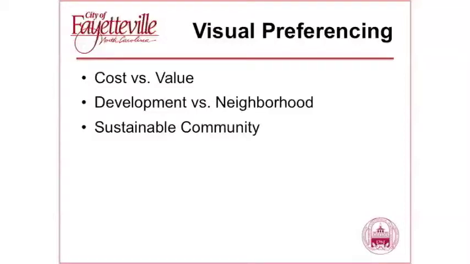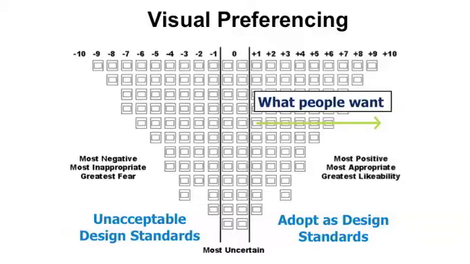So what this is called, it's a process called visual preferencing. And what this does is it asks communities to take a look at pictures of form and decide what they want. And if they want it, they're going to give it a plus score. If they don't want it or they don't find it attractive, they give it a negative score. Of course, things that have a positive score are things that you want and things that you should adopt as design standards because they're going to hold their value.